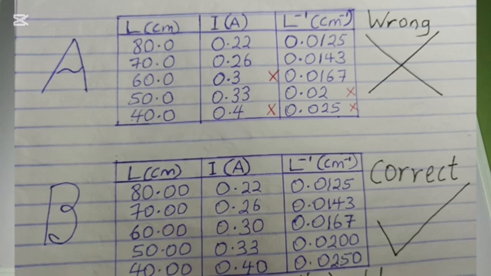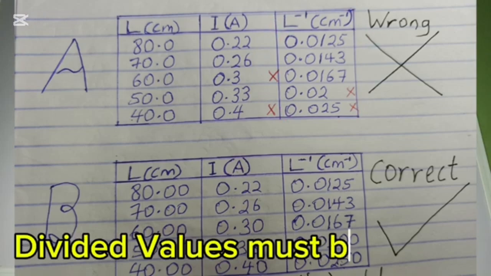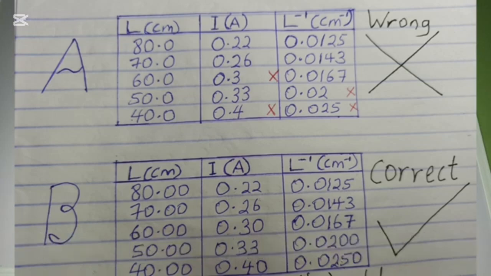Okay, let's look at the third column now, where we have the reciprocal of our L, which is the length. Whenever you divide any value under practical physics, let it always be in 3 significant figures. It's a rule that you have to follow. Look at the first one, 0.0125. That 125 is the 3 significant figures. But going down, you see 0.0143, 0.0167, 0.02, and 0.025. That 0.02 is 1 significant figure, unlike the others that are 3.